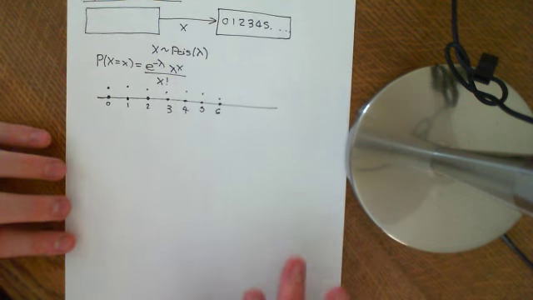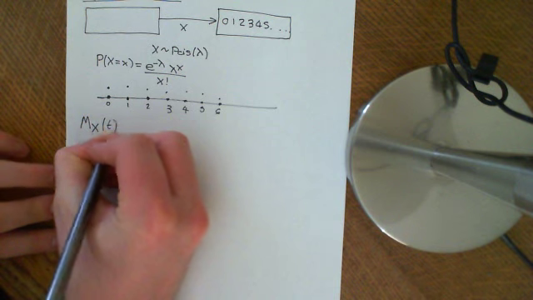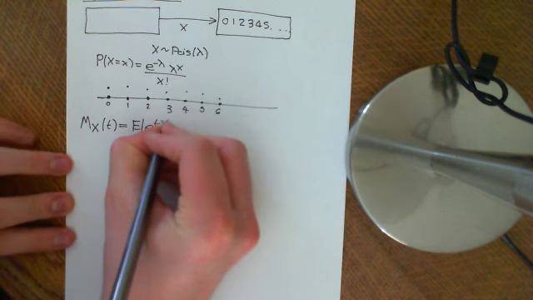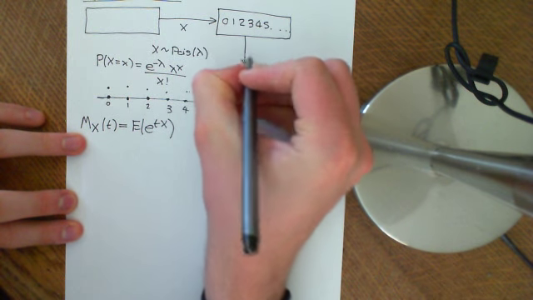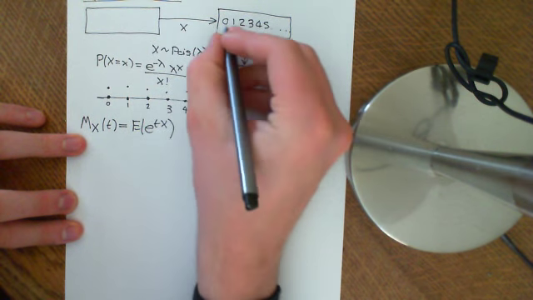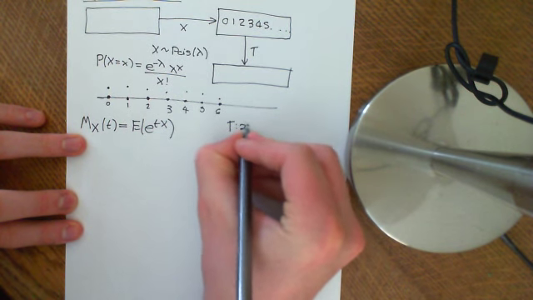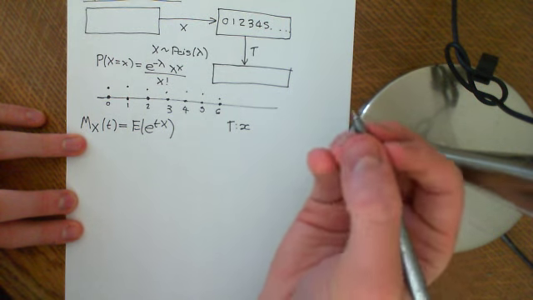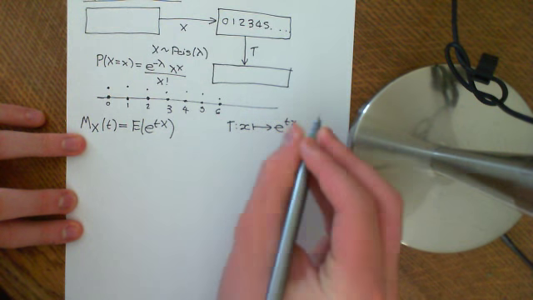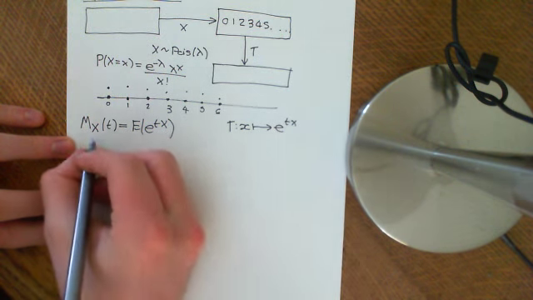Okay, so if we want to calculate the moment generating function for this random variable x, the moment generating function of the random variable x as a function of t is going to be equal to the expected value of e to the tx. So basically what we're doing is we are setting up a function which I will call T for transformation, which is going to map each one of these numbers onto e to the t of that number. So T is going to map some little x, which is an element of this set, a non-negative integer, onto e to the t of that little value of x, where t is just some constant as far as this map is concerned. But of course we're letting t equal whatever real number you like.